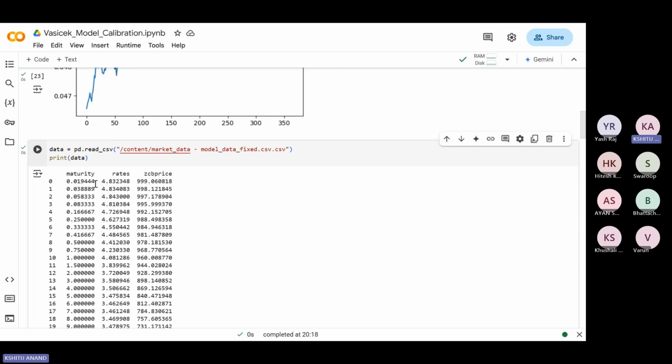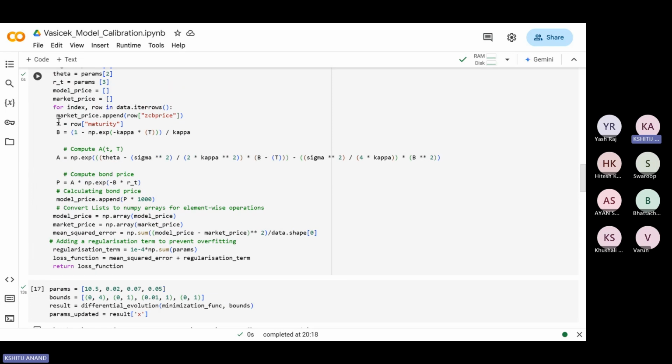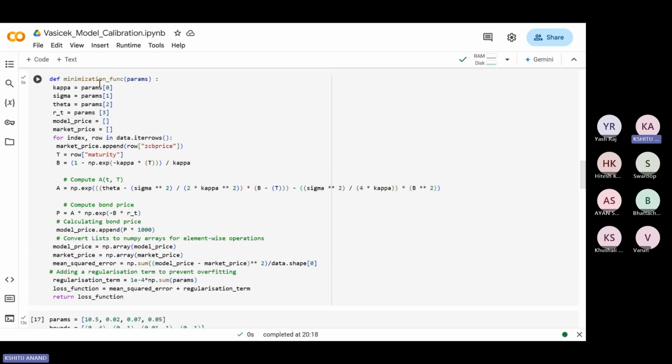What is its maturity? This one is its maturity, so this corresponds to capital T. Now we will pass some parameters, which are kappa, sigma, theta, and rt. rt is nothing but r naught. So we'll pass these four parameters, and we already know the formula for B, A, and finally the formula for P, which is the zero coupon bond price as predicted by the model. We'll be appending it to the model price list.